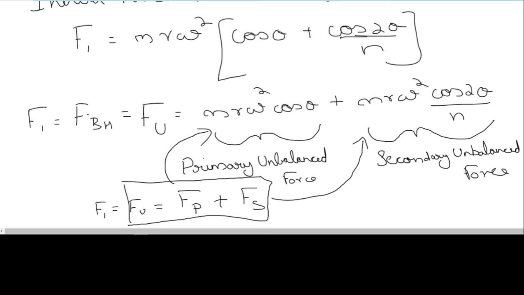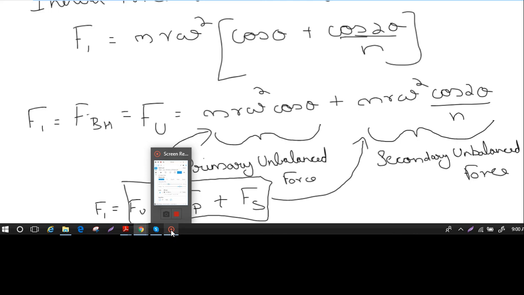And what we need to do is partially balance the reciprocating masses, and what we do is we only partially balance the primary unbalanced force. We do not deal with the secondary unbalanced force, we just partially balance this primary unbalanced force only. That we will see.